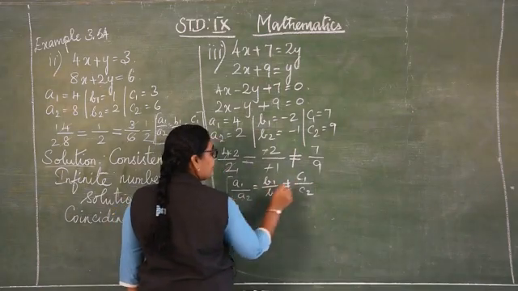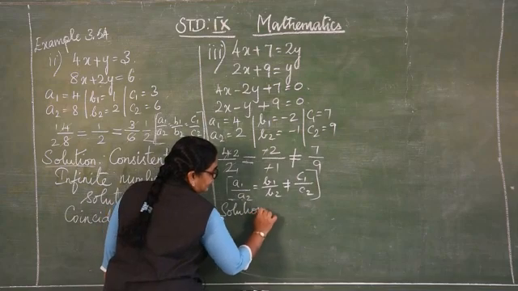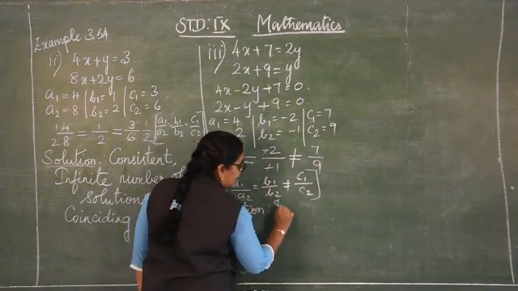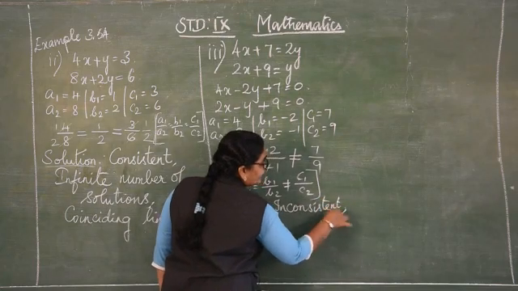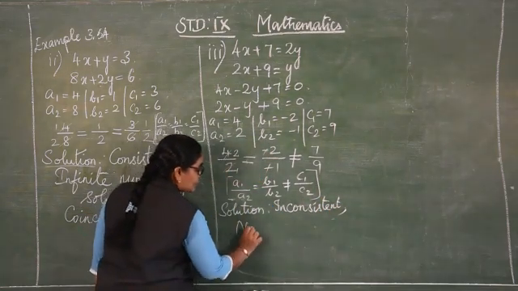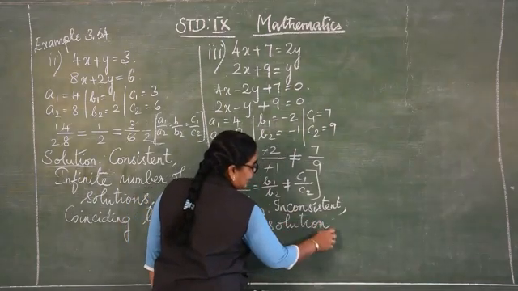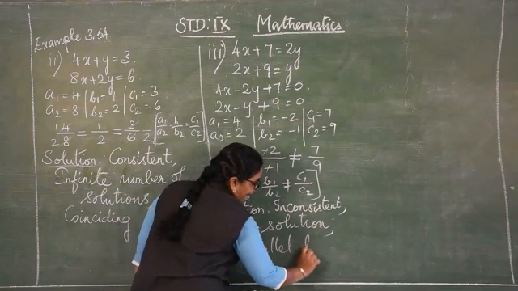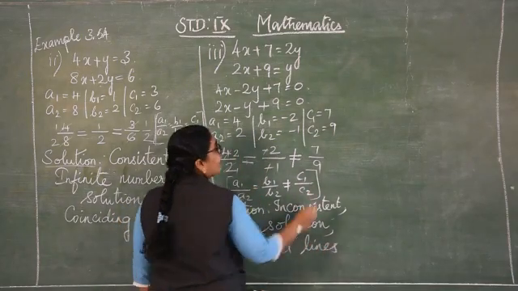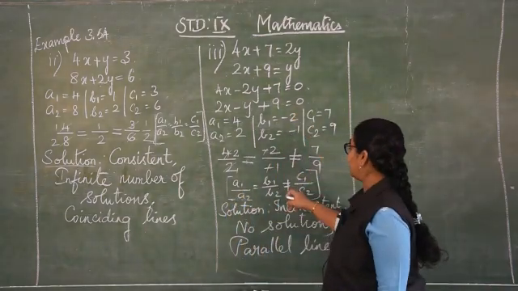So what will happen to your answer? Solution: starting with, it is inconsistent. Second one, no solution. We can't write how many answers. Then third one, they are parallel lines. They are parallel lines. So this will be your pattern now.